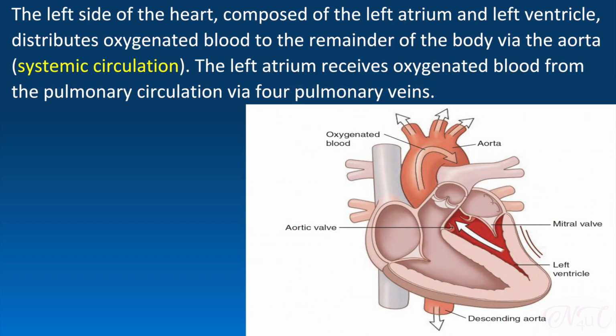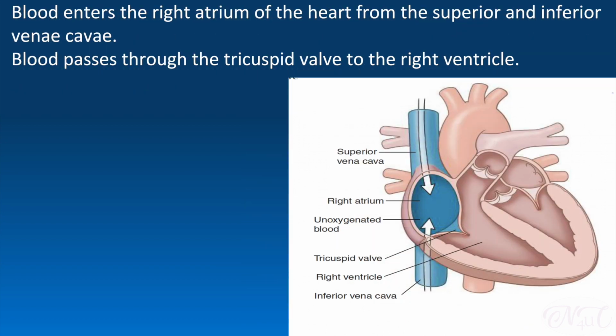The left side of the heart, composed of the left atrium and left ventricle, distributes oxygenated blood to the remainder of the body via the aorta, that is systemic circulation. The left atrium receives oxygenated blood from the pulmonary circulation via 4 pulmonary veins. Blood enters the right atrium of the heart from the superior and inferior vena cava.